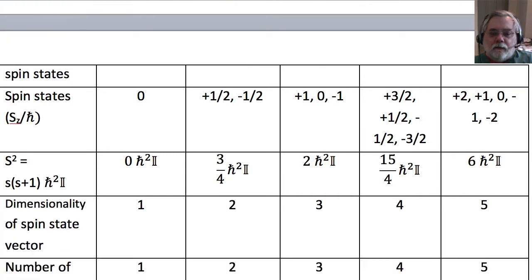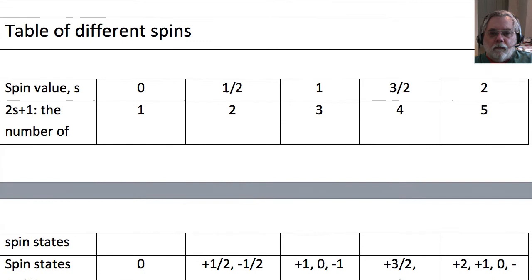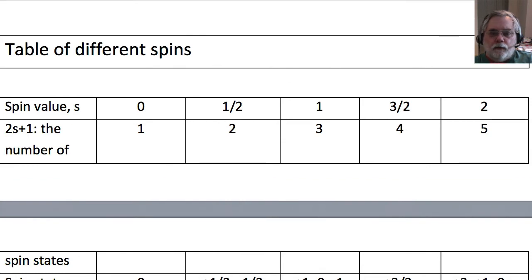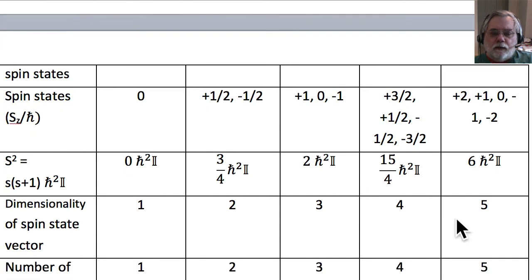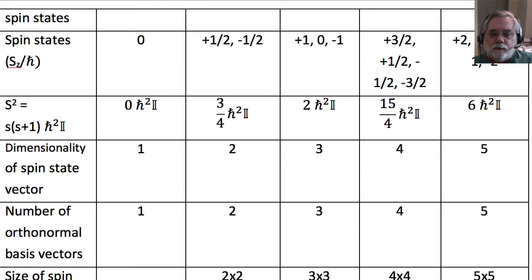Now, the dimensionality of the spin state vector is the same as the value 2s plus 1, the number of spin states. So the dimensionality of the spin state vector is 1 for spin 0, 2 for spin 1/2, 3 for spin 1, and so on. And this is also identical to the number of orthonormal basis vectors that we need to work on a problem.